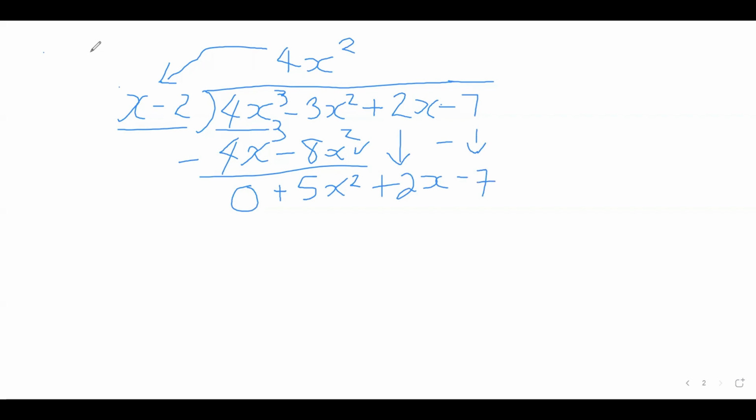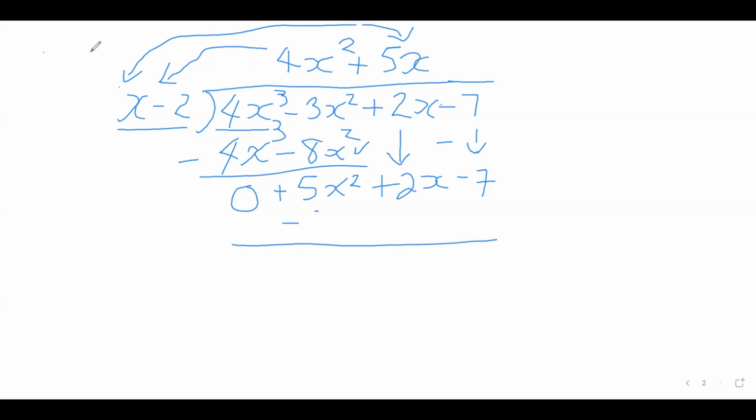So now we have 5x squared plus 2x. So again, we're going to say x into 5x squared will be equal to 5x only. So plus 5x. And we're going to multiply it out. 5x times, and 5x is the quotient. So 5x times x minus 2 will be equal to minus, so we're going to subtract it eventually. I'm just putting that there for now.